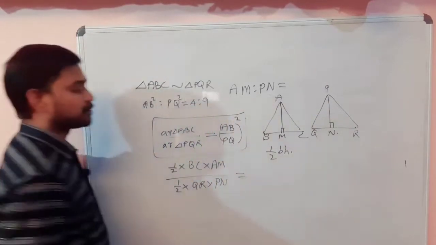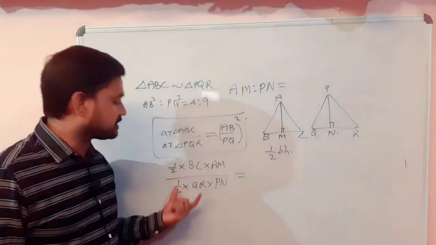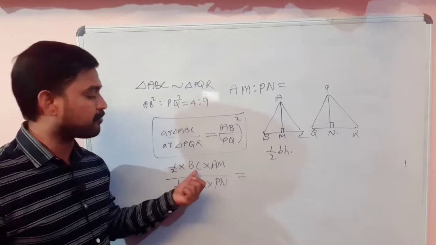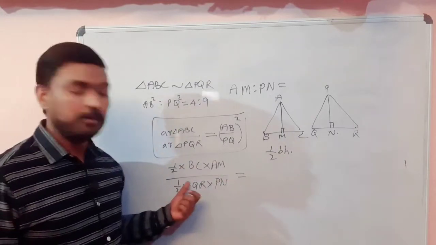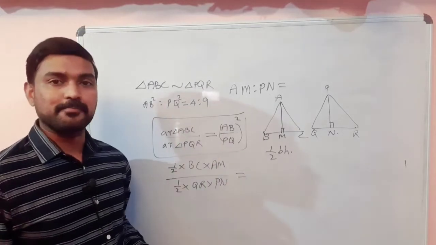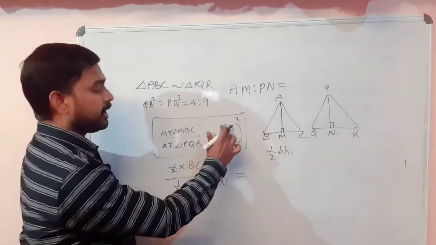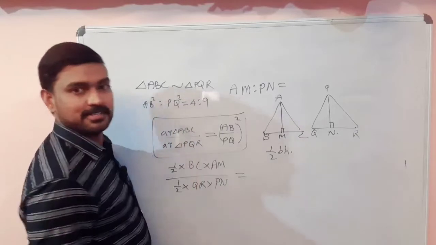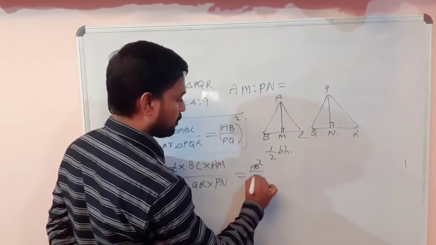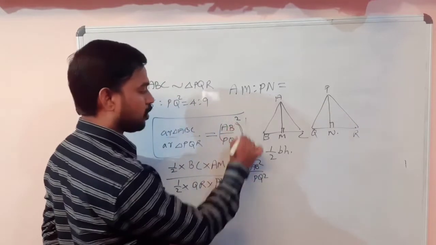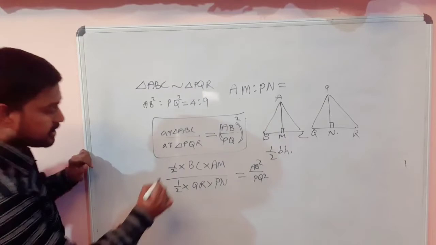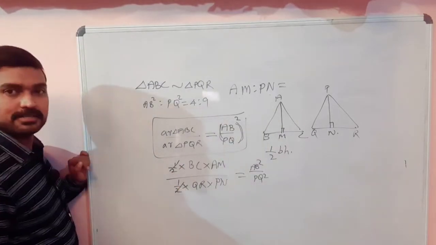This is equal to the theorem I wrote here, and I applied the values for finding the area of triangle ABC: half into BC into AM, half into QR into PN, which is equal to AB by PQ whole square. So AB and PQ are the two sides, their ratio AB square by PQ square. Here this whole square can be given to each. So we can observe this half and this half can be cancelled.